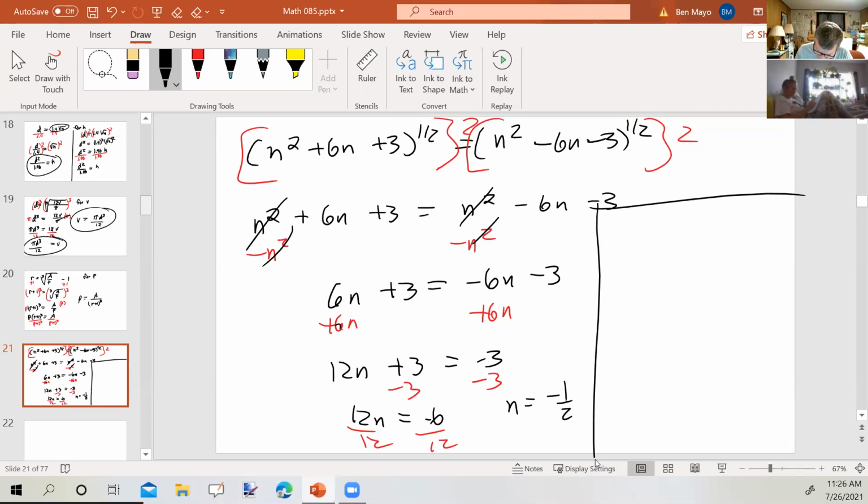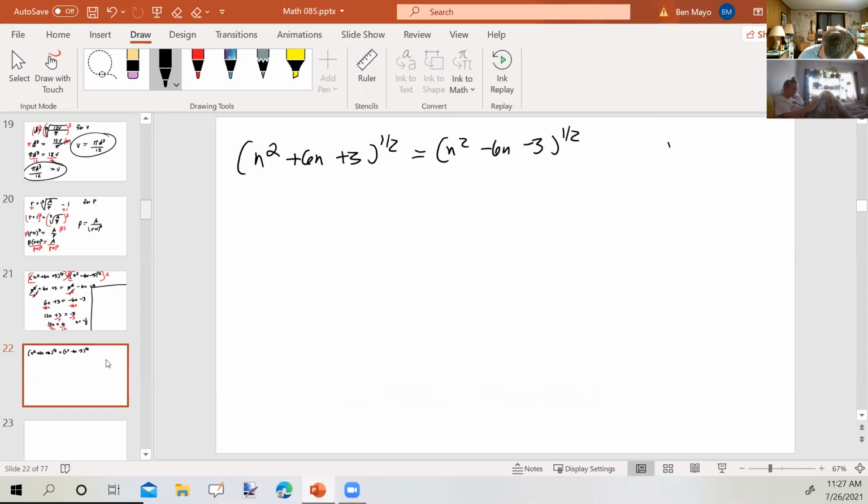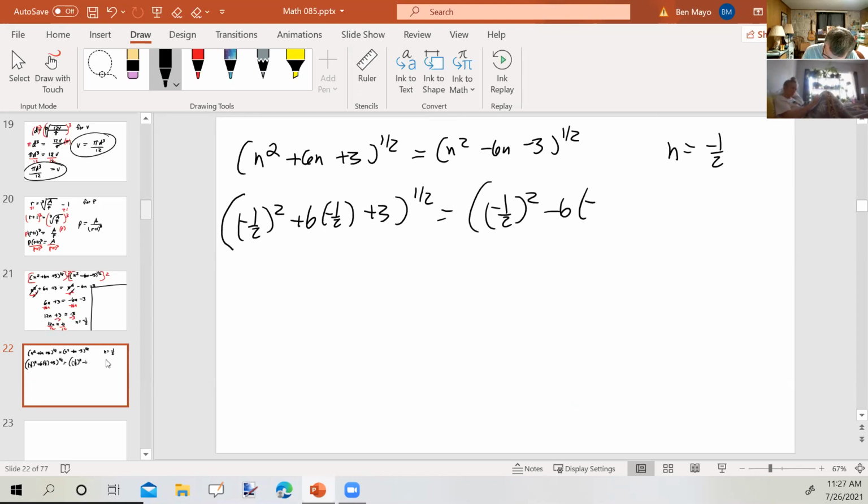I don't know if I can crunch all that in there or not, but I'm going to try. Actually, I'm going to rewrite this on the next page because otherwise I'm going to run out of room. So I'm going to check my answer. N squared plus 6n plus 3 to the 1/2 power equals n squared minus 6n minus 3 to the 1/2 power. And I'm going to see if n equals negative 1/2. Okay, so I'm going to get negative 1/2 squared plus 6 times negative 1/2 plus 3 all to the 1/2 power equals negative 1/2 squared minus 6 times negative 1/2 minus 3 all to the 1/2 power.